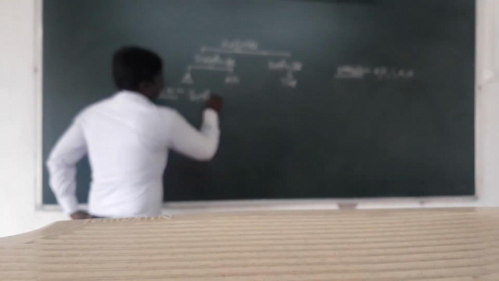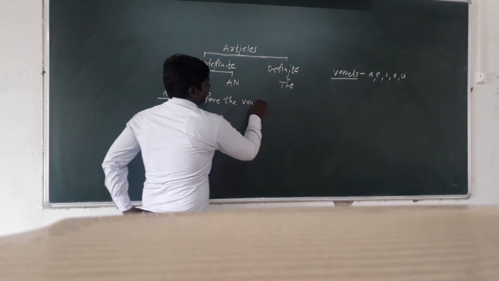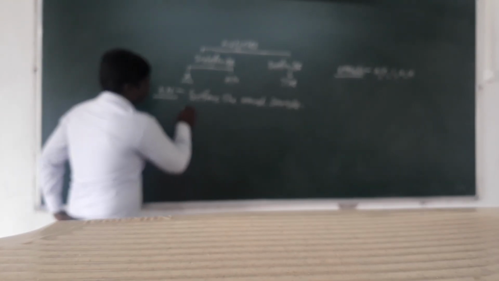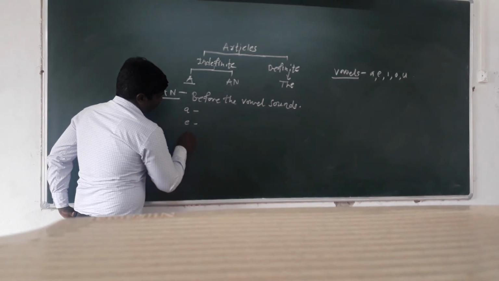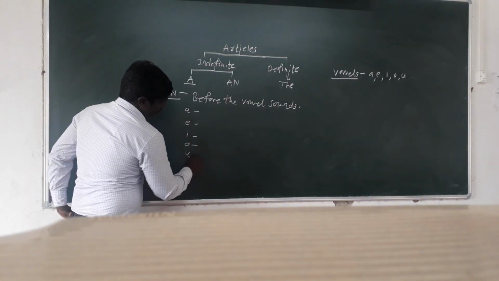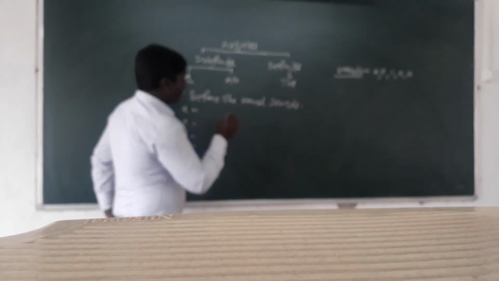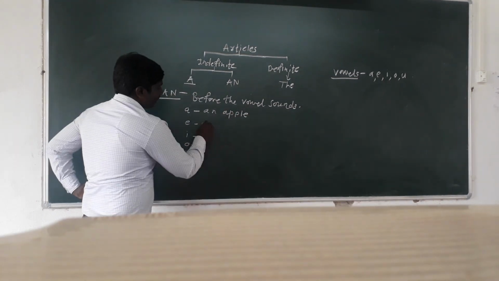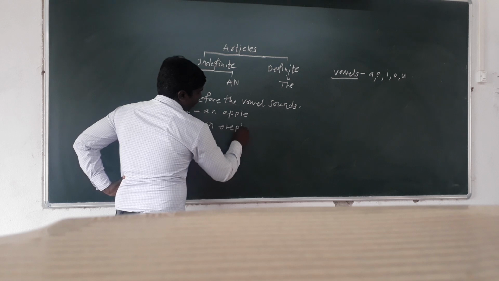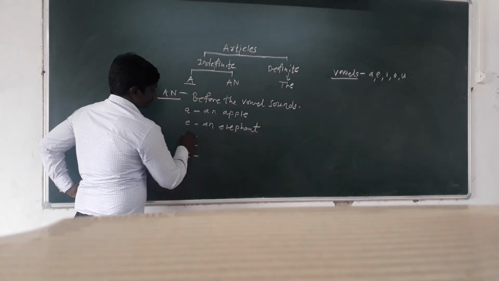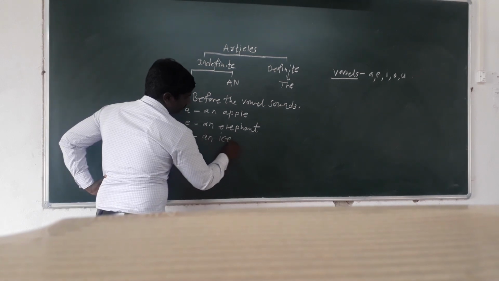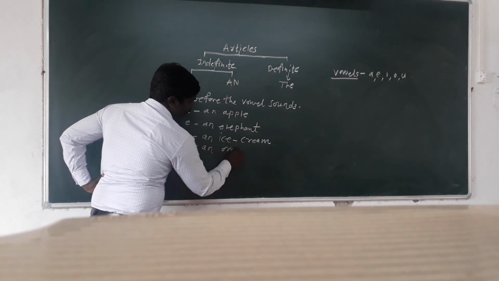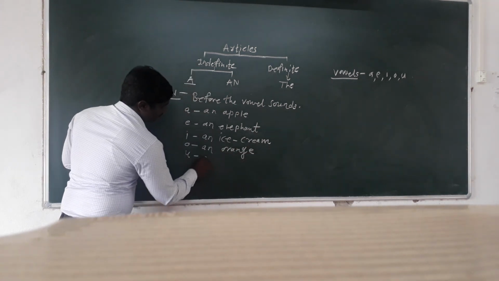Before the vowel sound. For example, A, E, I, O, U. An apple, an elephant, an ice cream, an orange, an umbrella.